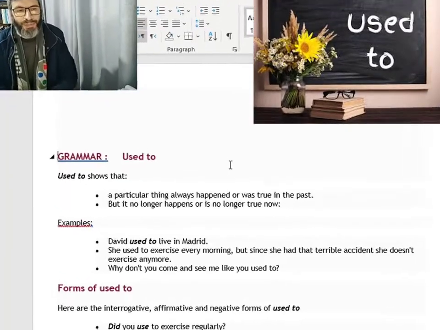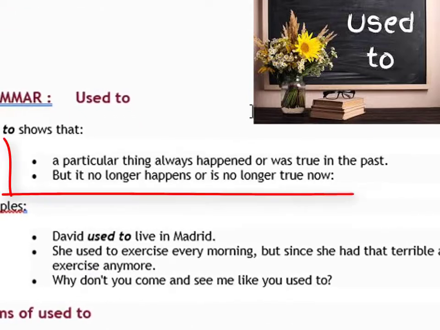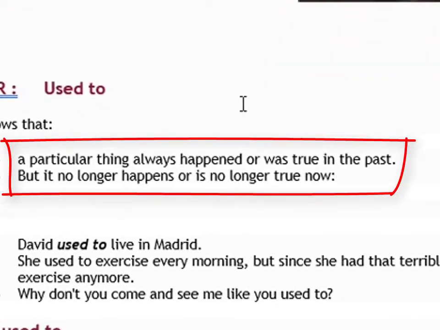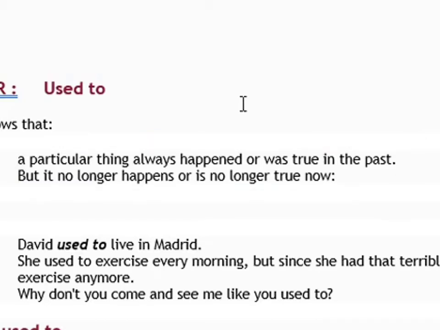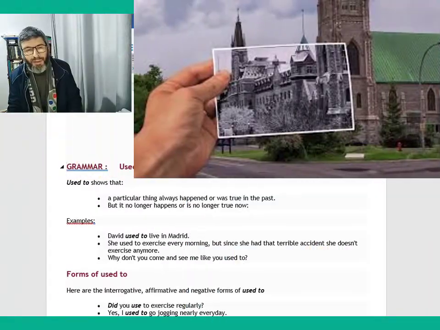Used to shows that a particular thing always happened or was true in the past, but it no longer happens or is no longer true now. So used to contrasts the past and the present. The past is different from the present.